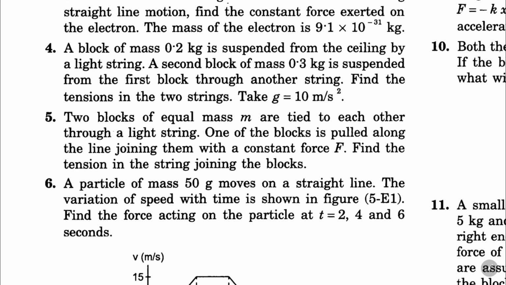Now in the fifth question we have two blocks. They are of equal mass m and they are tied to each other through a light string. So the string is used for attaching them. Now one of the blocks is pulled by a force F. Then we need to find the tension in the string joining the blocks. The string which is joining the blocks will experience some tension.